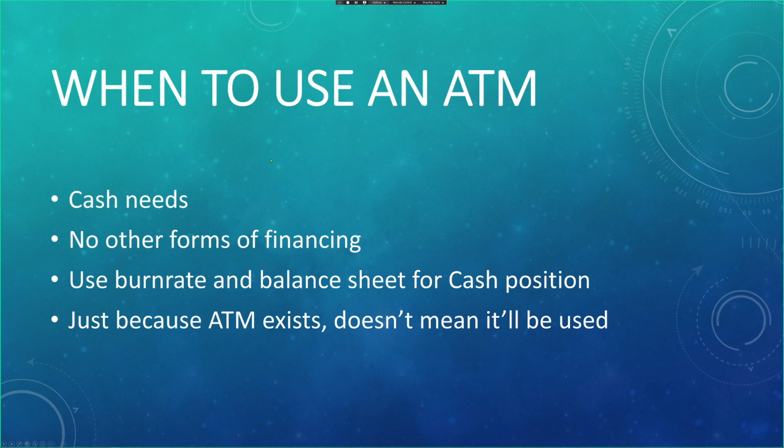So when to use an ATM: cash, you need cash, right? No other forms of financing. So a company is so bad that people aren't going to invest in it. Investors can't do it, so they need to use an ATM. Use burn rate and balance sheet for cash position. That's 10 Qs, 10 Ks. That's how you figure out if a company is in need of cash.